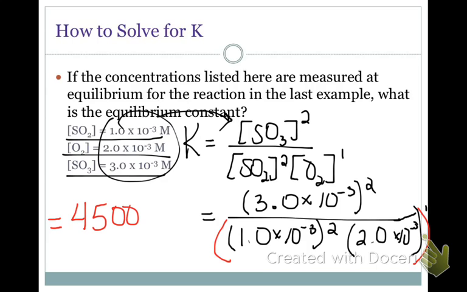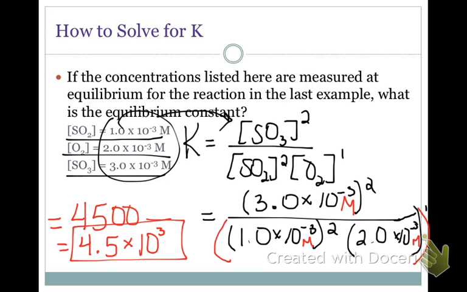4,500. Notice that these were all molarity, so the units end up getting canceled out. So we have 4,500, and we can put this into scientific notation to keep 2 sig figs. So it's 4.5 times 10 to the third. That's what the value for K is. And we don't have any units for K either, which is kind of nice.